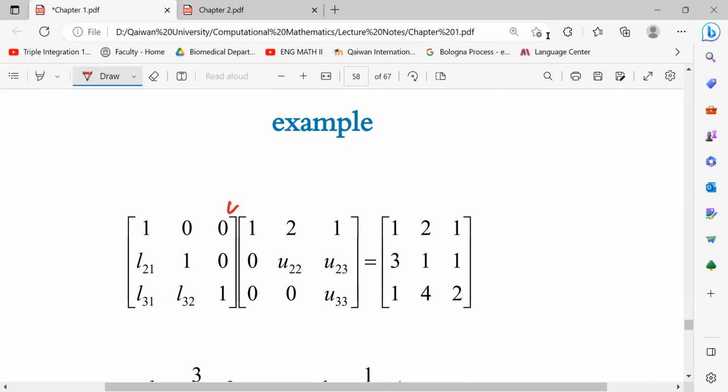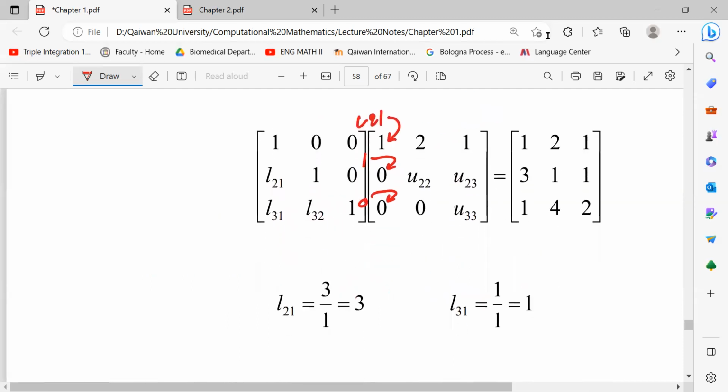We get L21, 1 and 0. Multiplying these two plus, multiplying these two plus, multiplying these two. What we get? We get L21 plus 0 plus 0. So you get L21. L21 is equal to what? Equal to this. Look, this is A21.